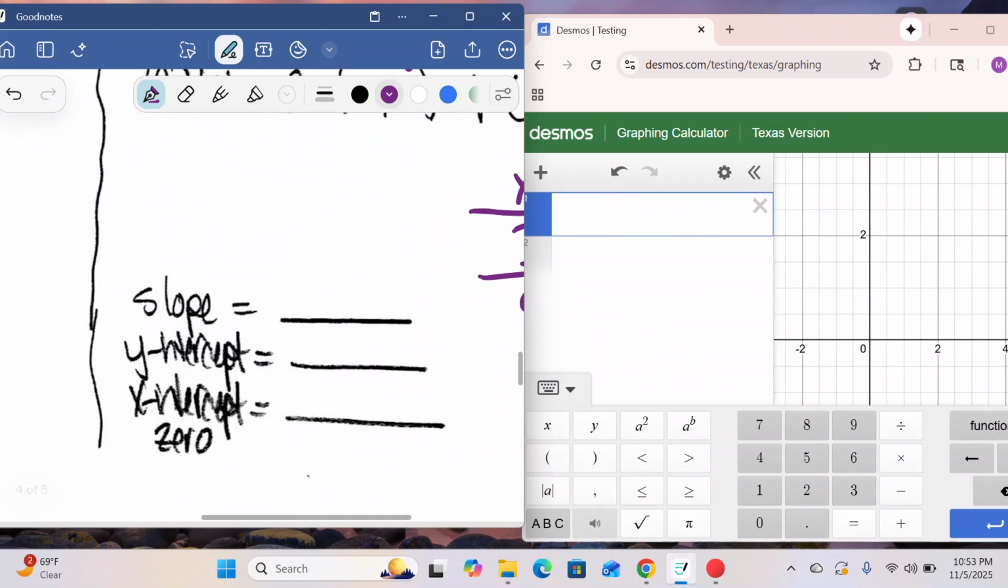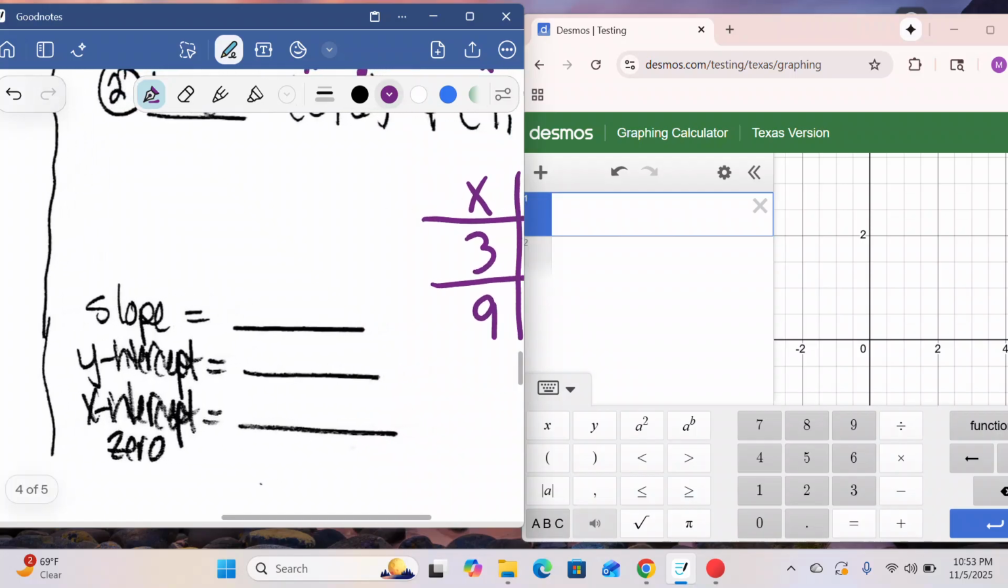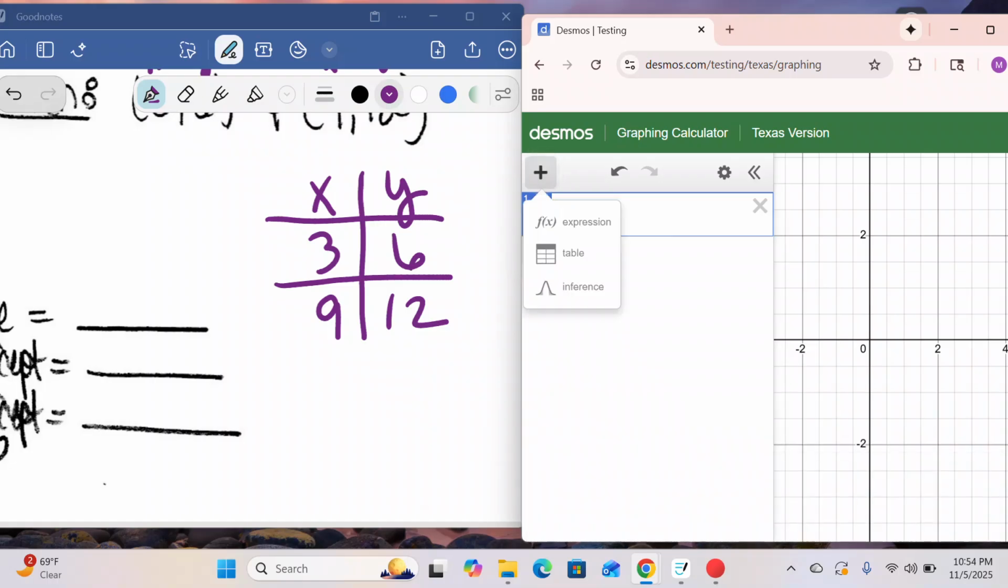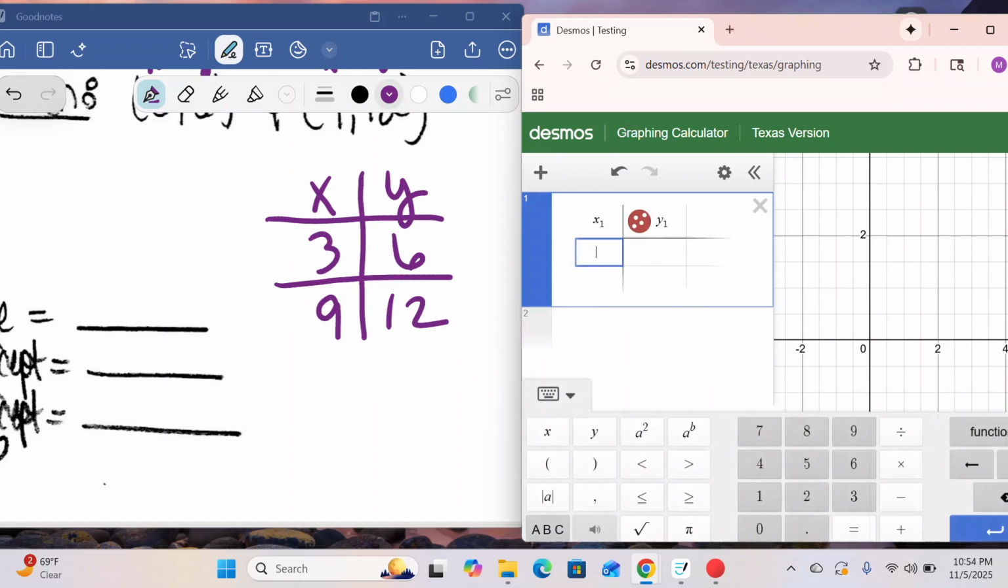We're going to be able to figure out how to get slope. We're going to figure out how to get x-intercepts, which is your 0. And we're going to figure out how to get y-intercept. So you have your basic table. How do we get our Desmos table? All we do is click on the plus sign right here. We click the table feature.